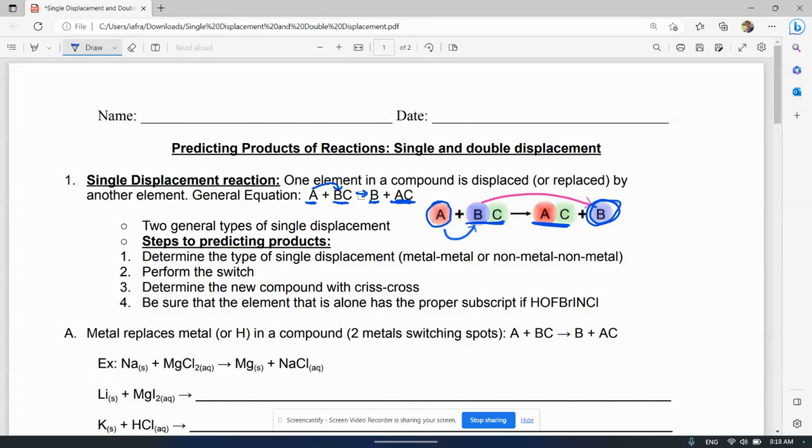The steps to predicting the products are fairly straightforward. We're going to start off with the general process. Whenever you're analyzing a single displacement reaction, you need to analyze if you have a metal-metal switch or a non-metal switch, and those are the two types, and we'll see that in more detail soon. You'll then perform the switch, and you'll determine the new compound that forms using the crisscross method. And then the element that's alone, if it's diatomic, make sure it has its proper state and subscript. If it's not diatomic, then it doesn't really need a subscript because it would be a metal, and that doesn't need subscripts usually.